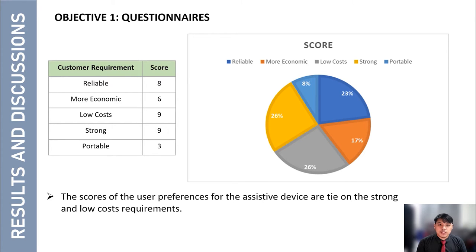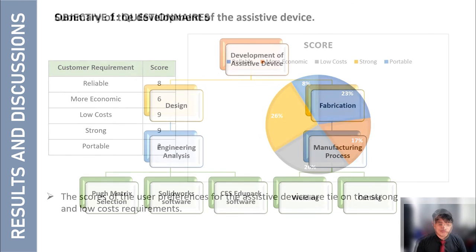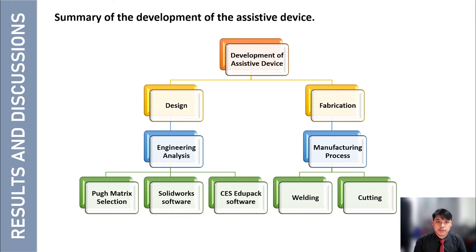Portable is the least preference for most users, as they know and already specified that this device can only be used for a specific location and time, during physiotherapy session, for example. Next, to achieve Objective 2, I divided them into two, which are engineering analysis that has been used for design purpose and manufacturing process for fabrication.